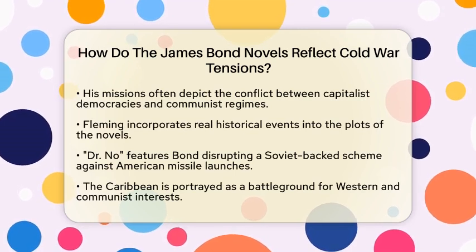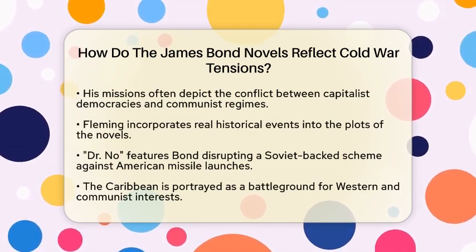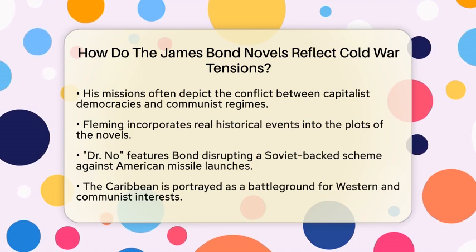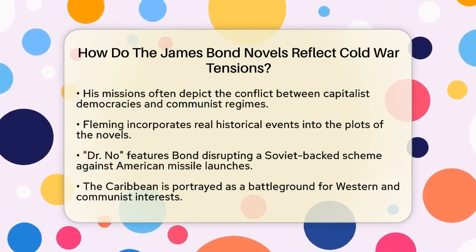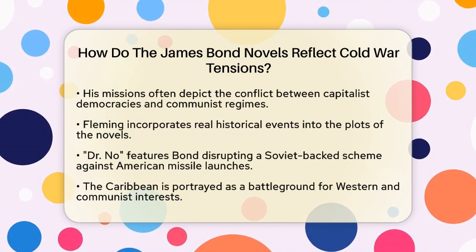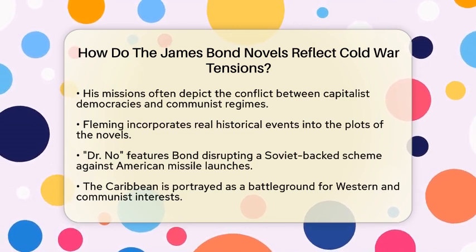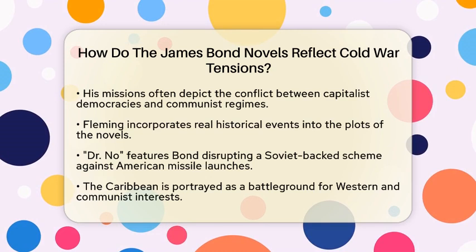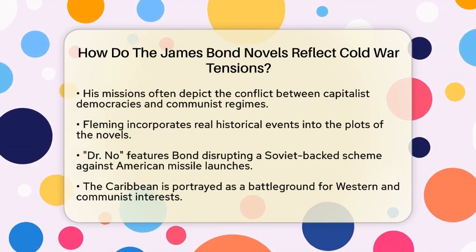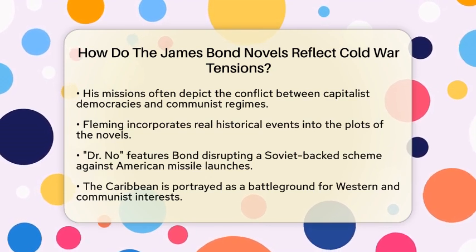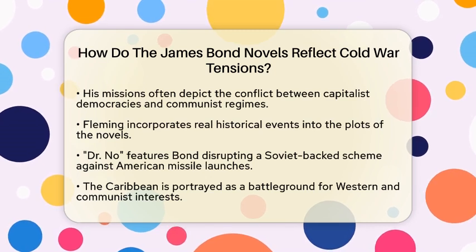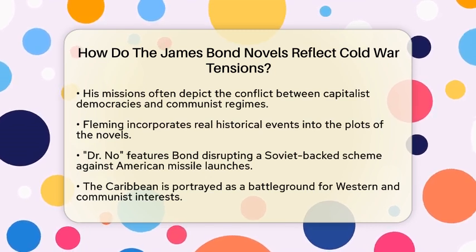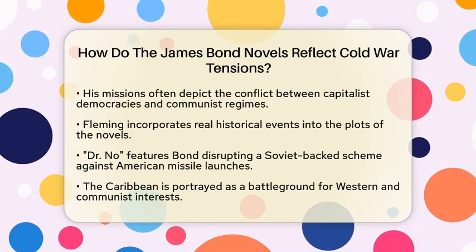Fleming's novels weave real historical events into their plots, blending fiction with the geopolitical realities of the time. For instance, in Dr. No, Bond disrupts a Soviet-backed scheme aimed at sabotaging American missile launches. This narrative situates the Caribbean as a battleground where Western and communist interests collide. Similarly, Goldfinger illustrates the dangers of communist sabotage against Western stability.